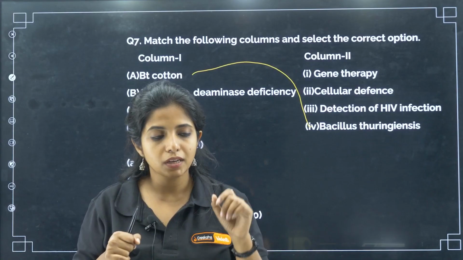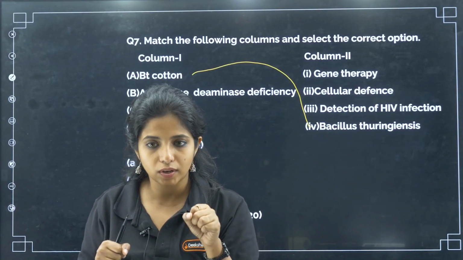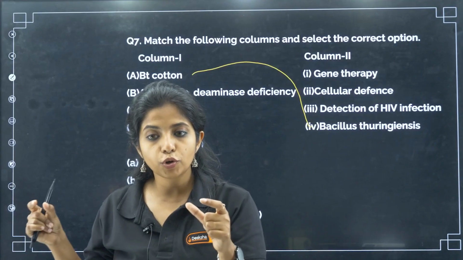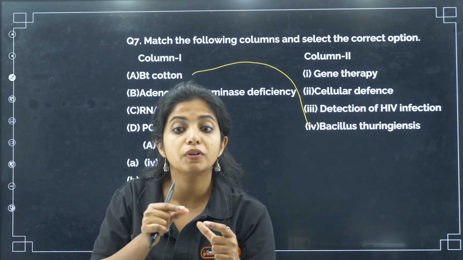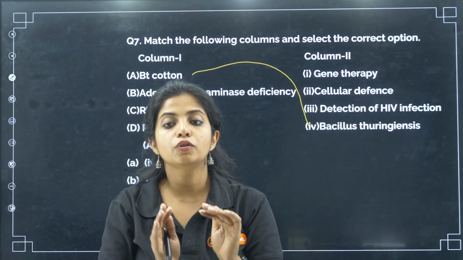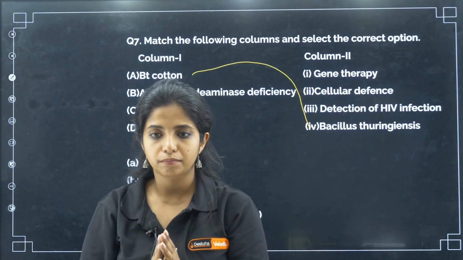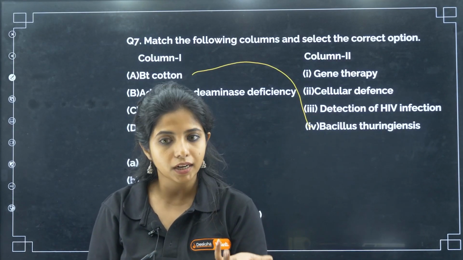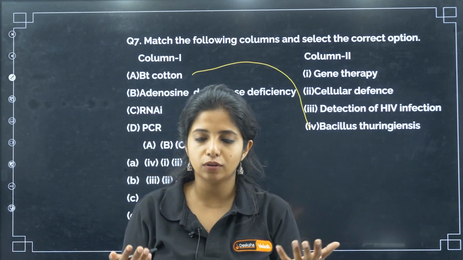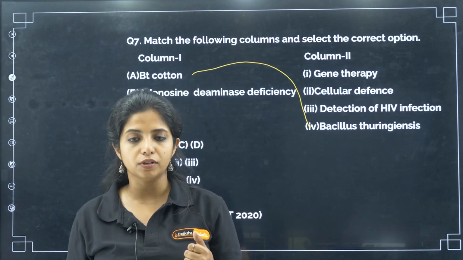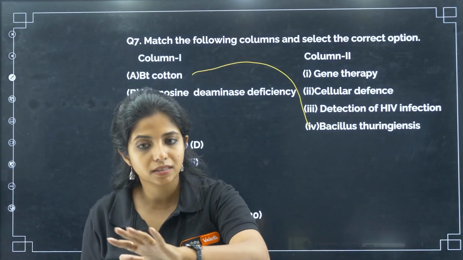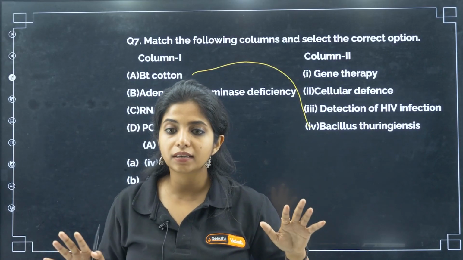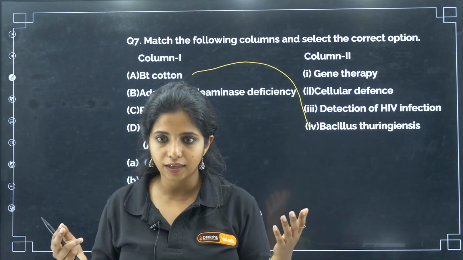What happens in gene therapy? You take lymphocytes from this child who does not have the enzyme, and then you put the genes in there that will produce the enzyme, and you put this lymphocyte back into the child. Until and unless the lymphocytes are there, the child's body will produce adenosine deaminase. But once all the cells die, again you need transfusion. So it is not a completely curative technique.